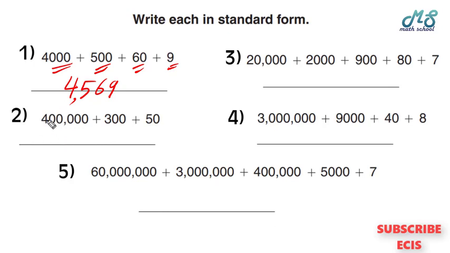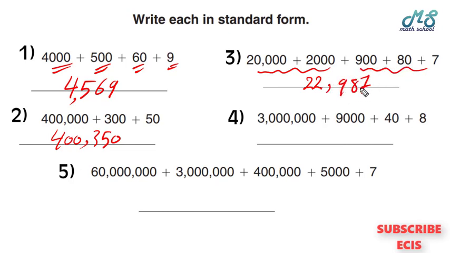Number 2, 400,000 plus 300 plus 50. In thousands period, we have 400. We have 2 periods. Look at the ones, 350. Just write 350. We have a 6-digit number. 20,000 plus 2,000. So in thousands, we have 22,000. In thousands period, just write 22, comma, 987. Just write 987.